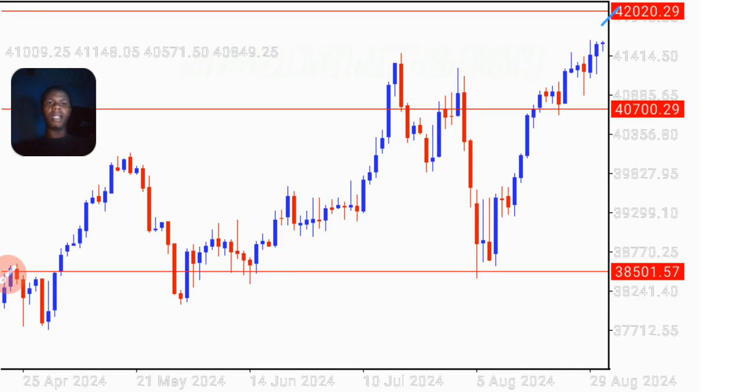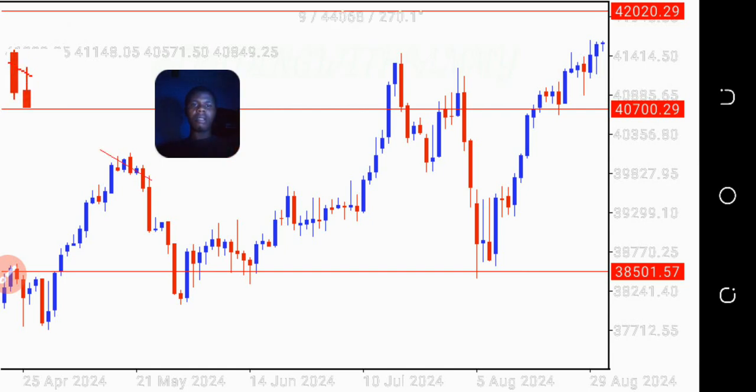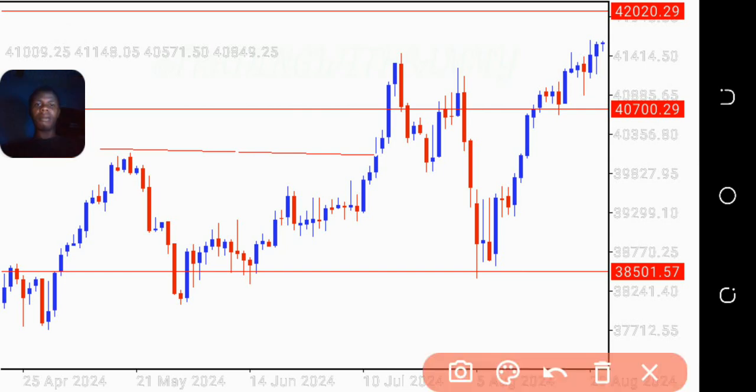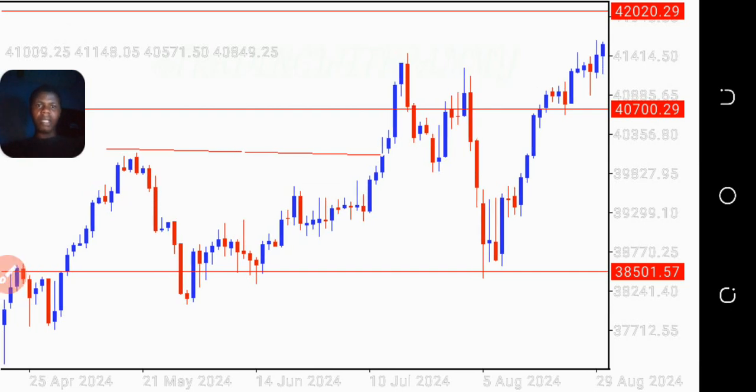What can we see here? What do we have here? We have a break of structure. You can see that this was the last swing high and this was the last swing low. The market broke above here, it went to the upside. So what I can see here is that we have a break of structure.